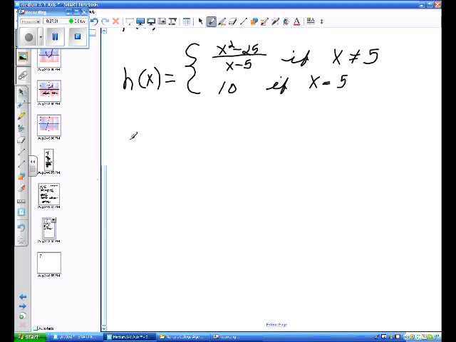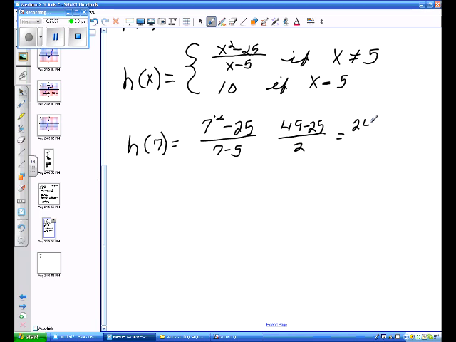So if we want h of 7, well, 7 isn't 5. So we would use our function and we would have 7 squared minus 25 over 7 minus 5, which would be 49 minus 25 over 2, which is 24 over 2, or 12.